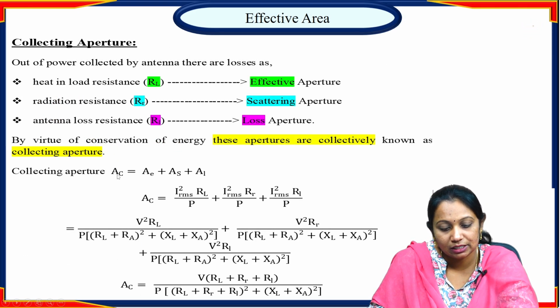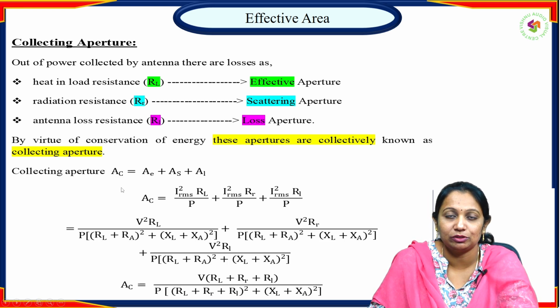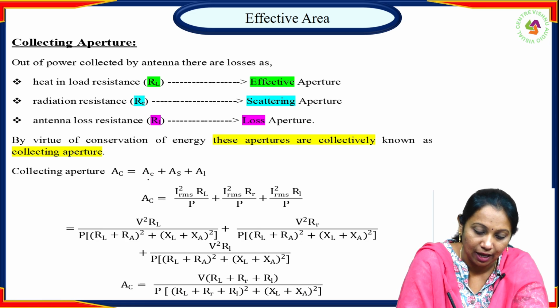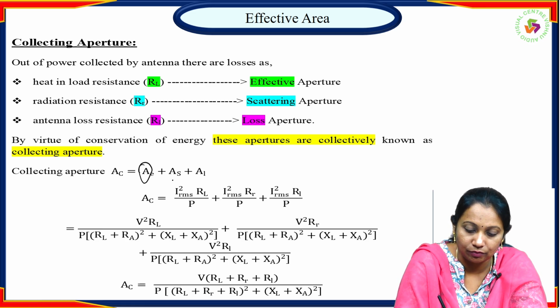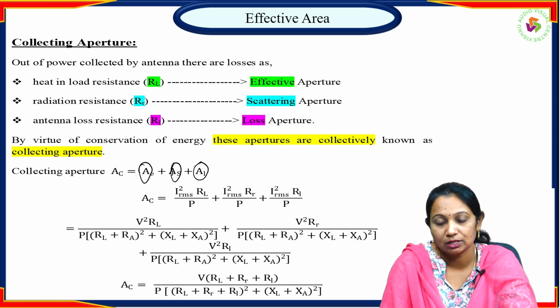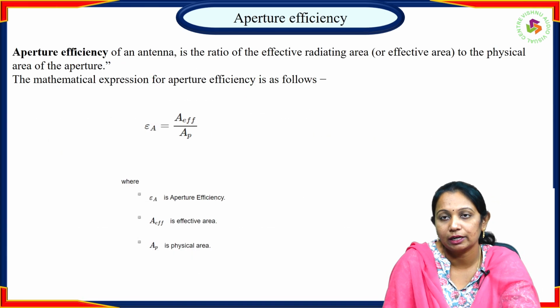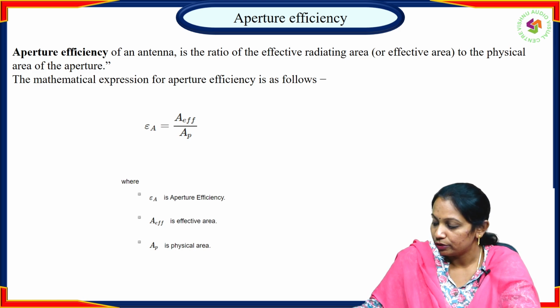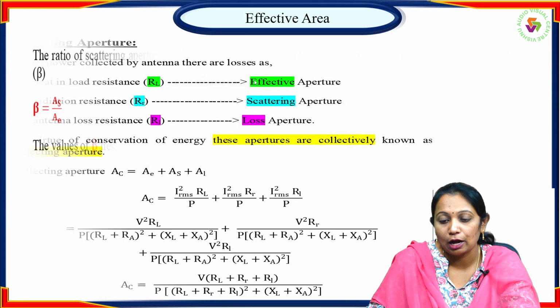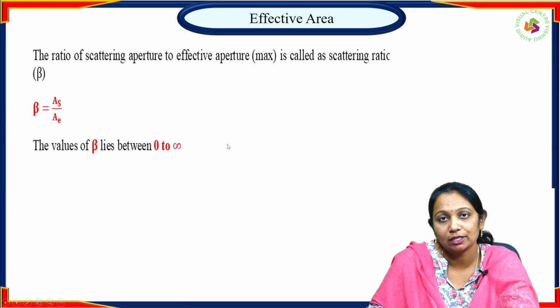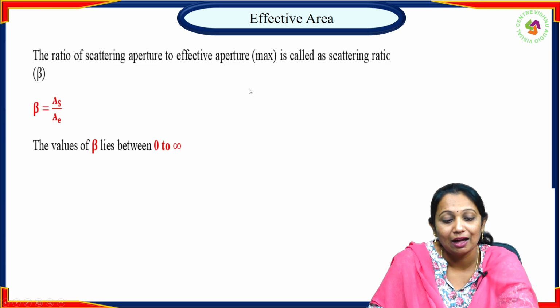So here the collecting aperture is the sum of all the antenna apertures. All the antenna apertures means the first one, which we calculated, is the effective aperture, the second one is the scattering aperture, and the third one is the loss aperture. By combining them, we will calculate the collecting aperture. Now from all these effective areas, we are going to calculate the efficiency.